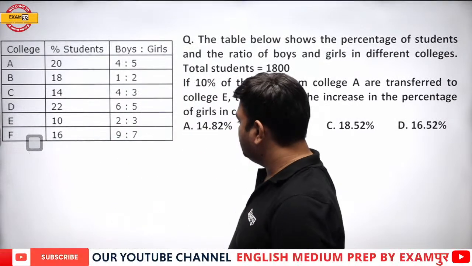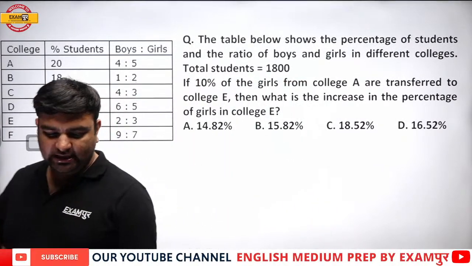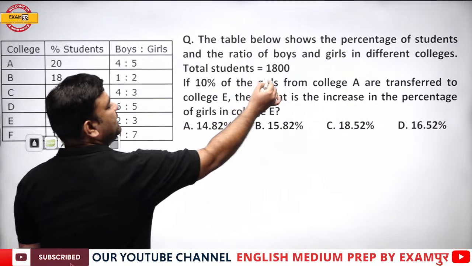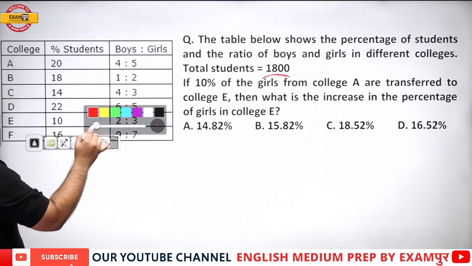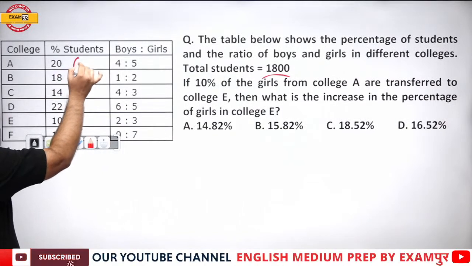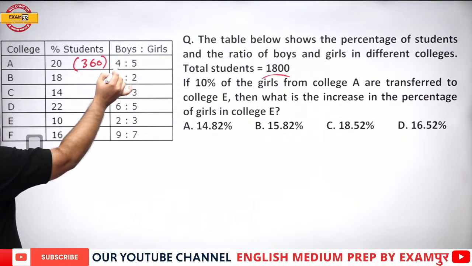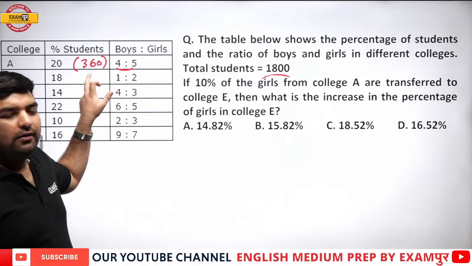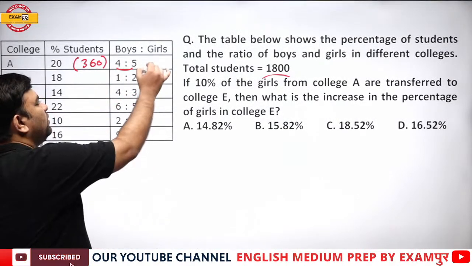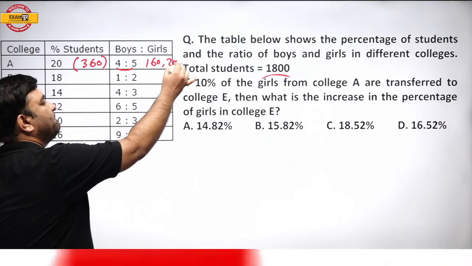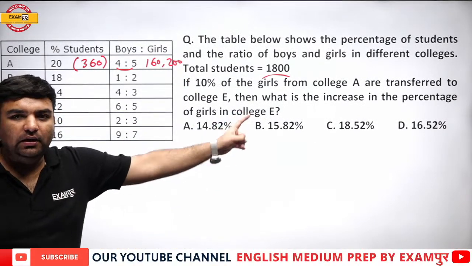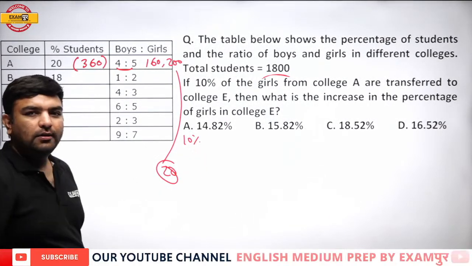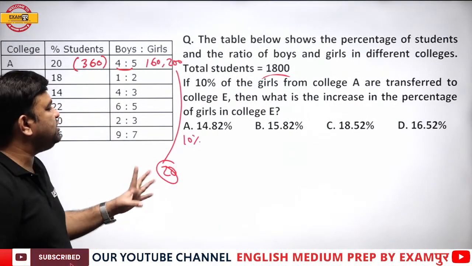If you want to find the exact value, the total is 1800. So 20% is going to be 360. Divide 360 in the ratio 4:5, which is 9 parts, so 4 parts is 160 and 5 parts is 200. 10% of the girls of A, 10% of 200, is 20. So 20 are transferred from A to E.